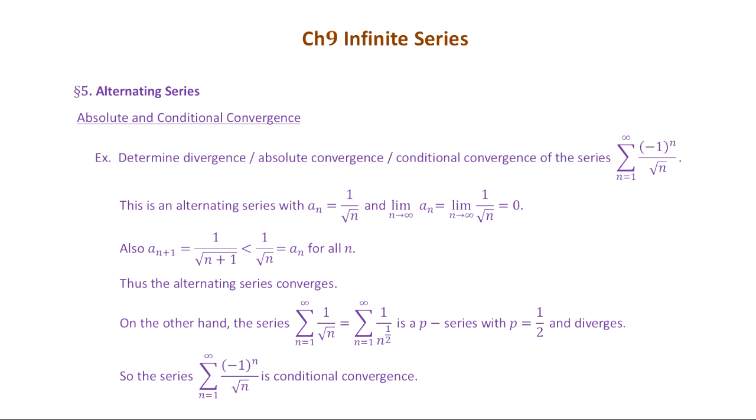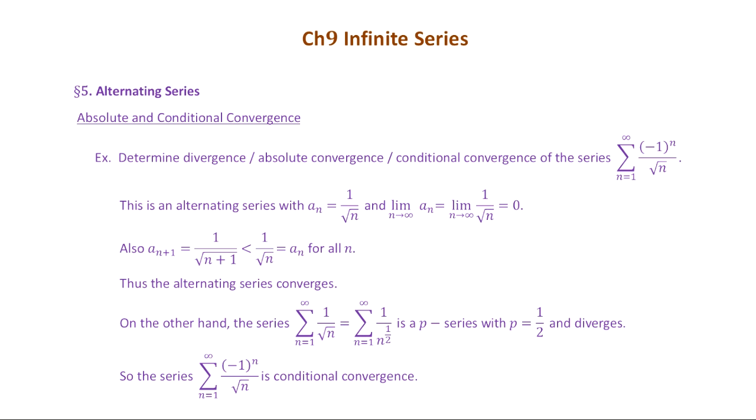But then if you take out the negative sign, the alternating sign (-1)^n, you just get 1 over square root of n for the series, and that's just 1 over n to the half. This is a p-series with p equal to half, and that diverges. Remember, the p-series diverges when p is less than or equal to 1.